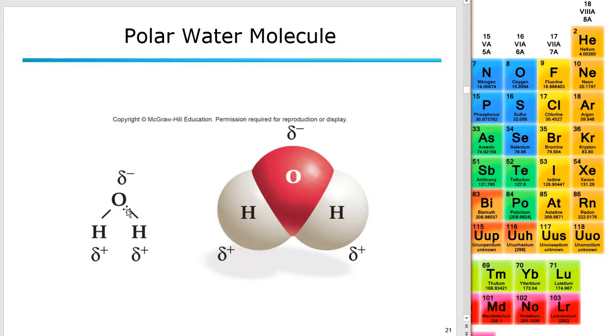Here's another way of drawing it. The straight line here represents a bond, meaning the sharing of 2 electrons between the oxygen and hydrogen. One other thing to recognize here is that the oxygen and hydrogens are not straight across from each other. It's not a straight line. We have this V-shaped molecule.